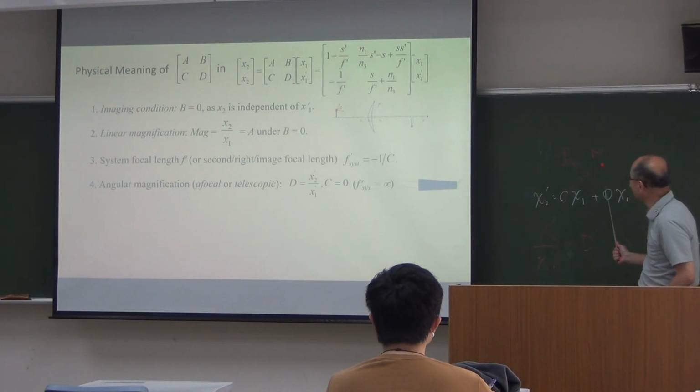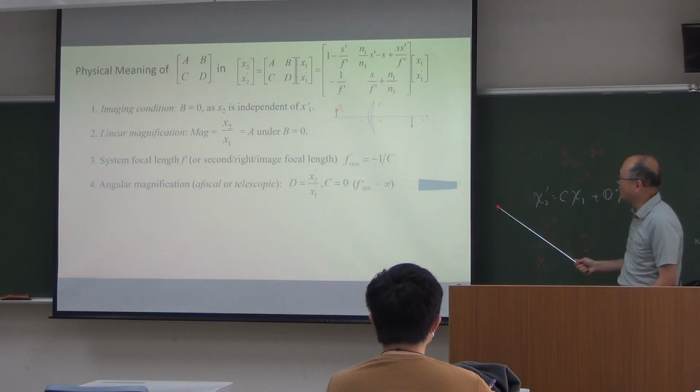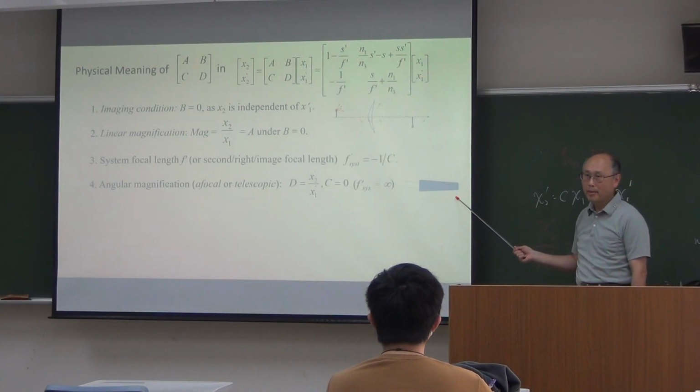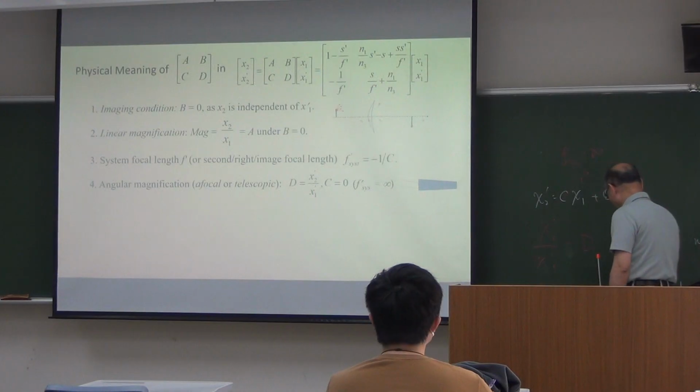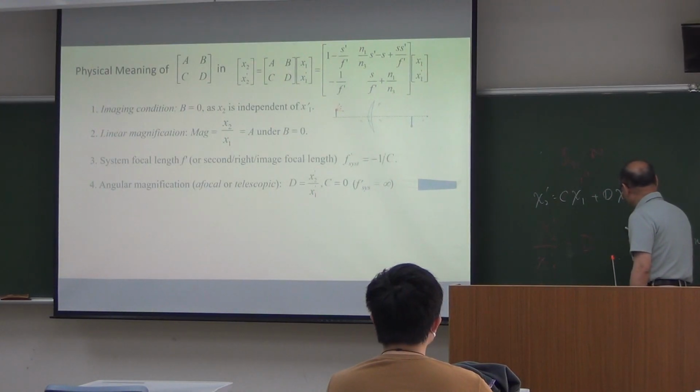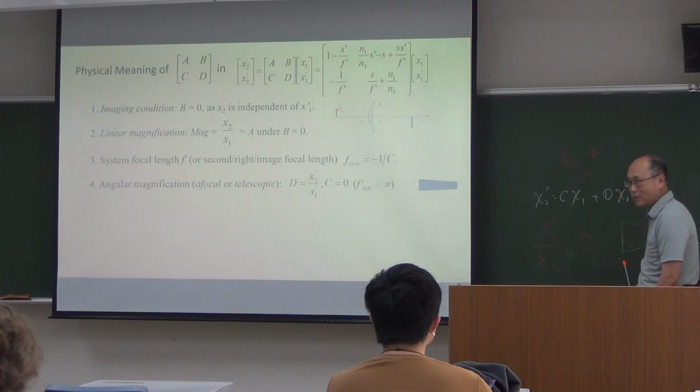Okay, what kind of optical system is this? This is a telescope. Okay, this is a telescope. Let me just draw a cartoon. We don't need to know the details of the optical system inside. This is a telescope.